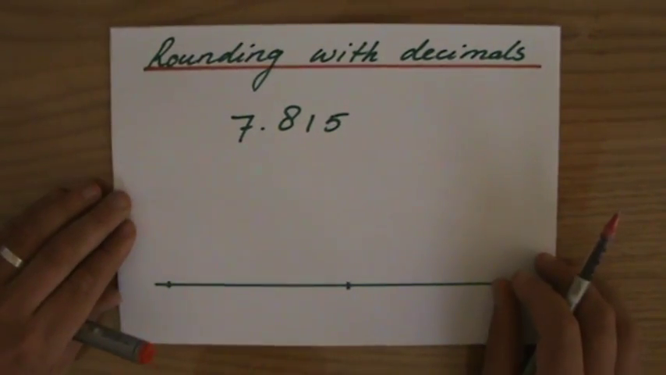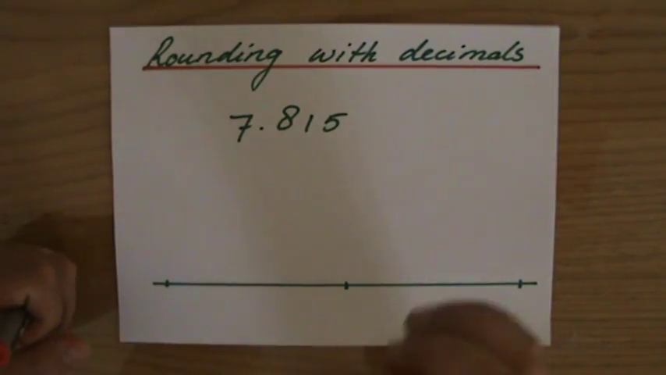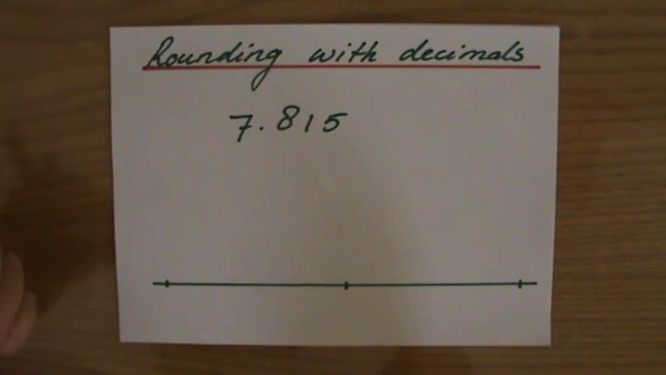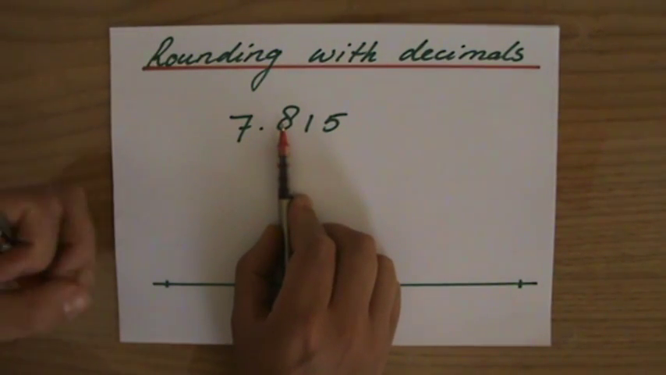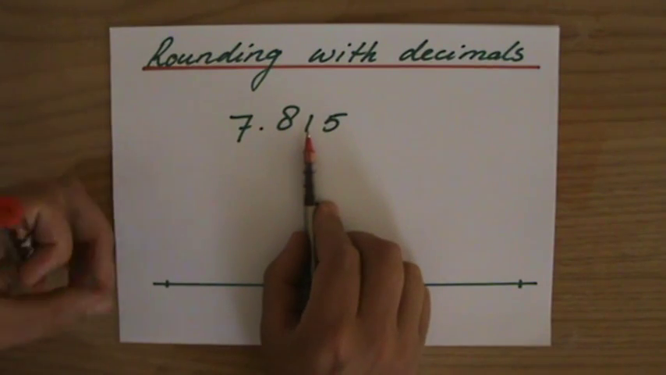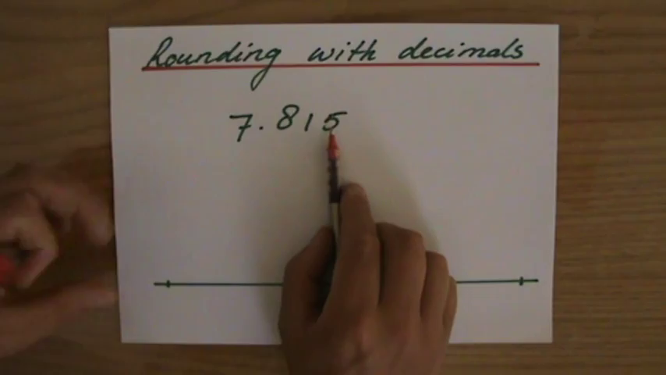7.815. Let's have a look now. I'm going to do this relatively quickly. If they would ask me, round it to one decimal place. Now, one decimal place, so that is my first decimal place. Those are my tens. Those will be my hundreds and my thousands.